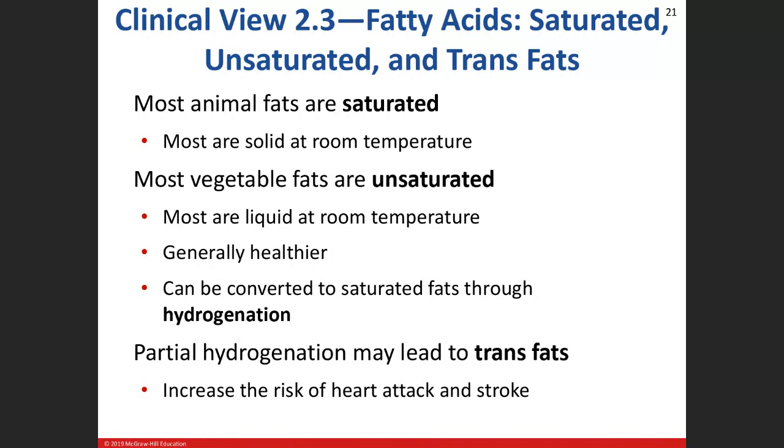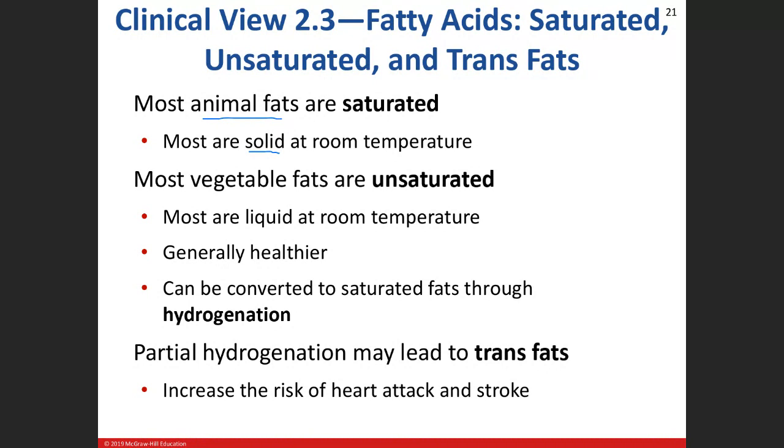If something is saturated, that means that it does not have a double bond in it. So most animal fats are going to be saturated. Something you want to understand when we talk about lipids: if a lipid is at room temperature, pretty much it's going to be solid, and usually we refer to that as a fat. If it's liquid at room temperature, then we refer to that as an oil. Same thing though, it's just the physical state that it's in.